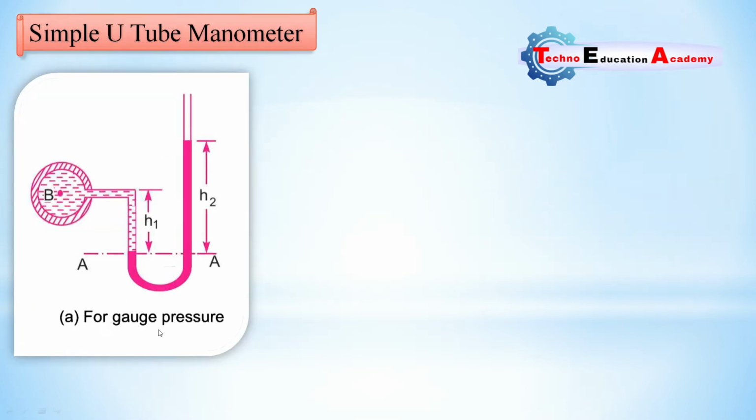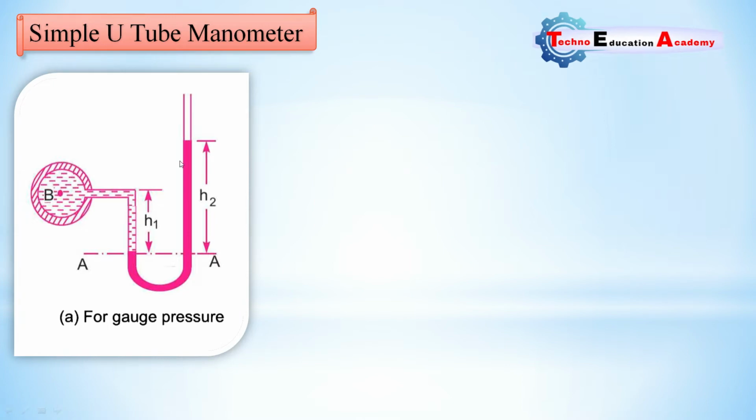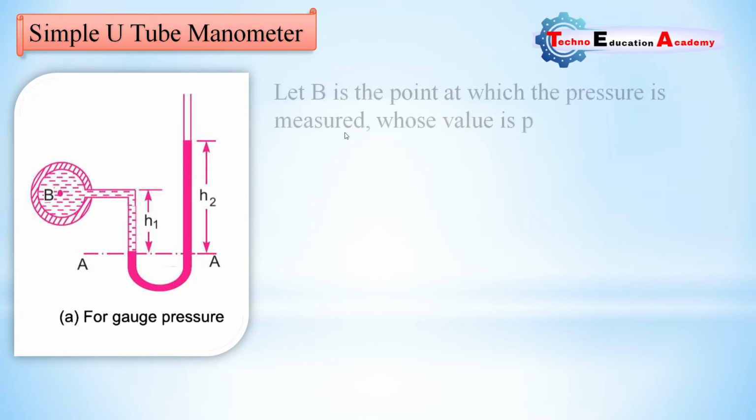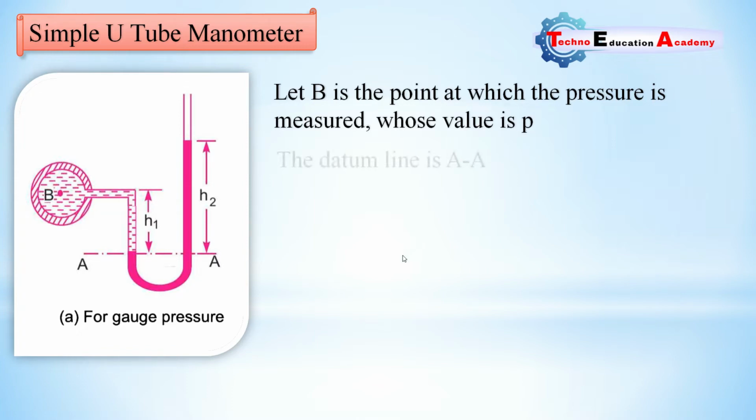The first case is gauge pressure for the simple U-tube manometer. Let B be the point at which the pressure is to be measured, whose value is P. In some reference books, we consider PB instead of P. The datum line is AA. Here you can see that we are considering the datum line to measure the pressure at point B.